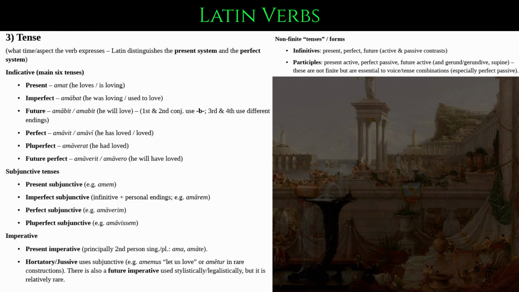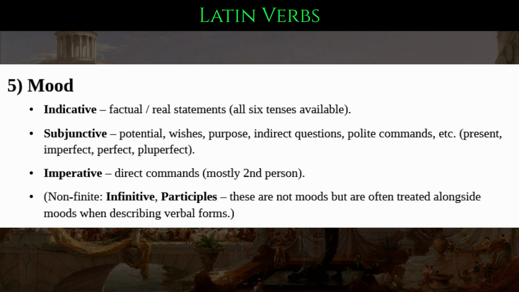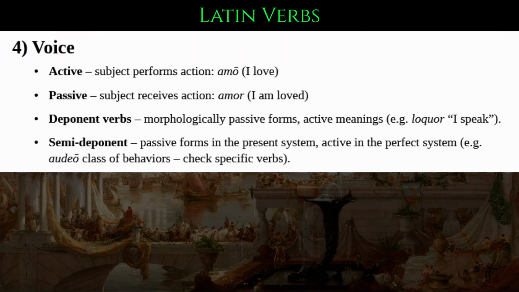Next, we have the tenses. We have here 6 main tenses: present, imperfect, future, as well as perfect, plusquamperfect, and future perfect. Then we have the moods. Here we have indicative, subjunctive, and imperative, as well as non-finites such as infinitive and participles.